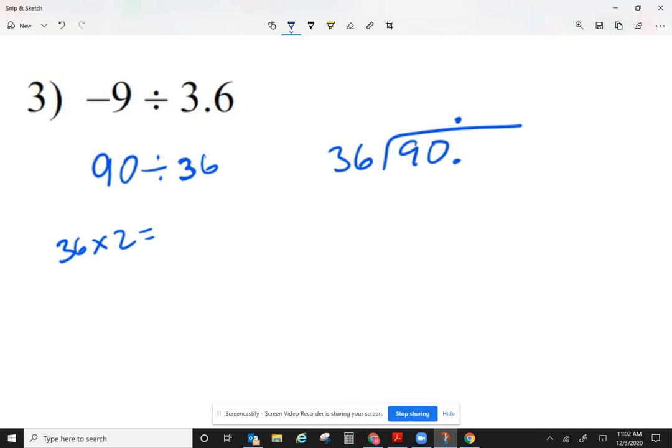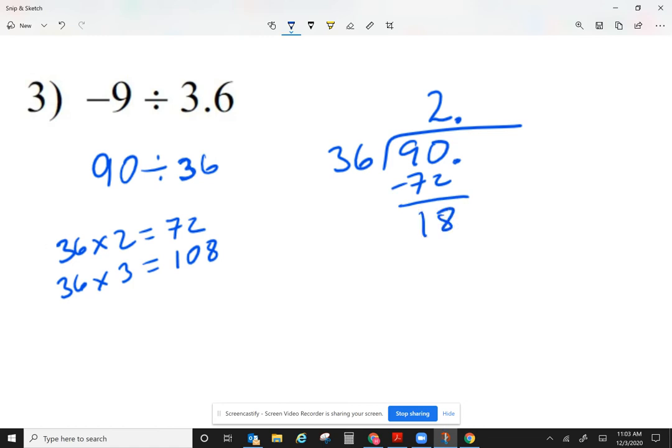36 times 1 is 36. I'm not going to start with that. 36 times 2, that's 72. Now 36 times 3, that's 108. So when I'm asking how many times 36 goes into 90, I'm trying to get a number as close to 90 as possible without going over. So in this case, I'm going to say 36 times 2, which I said is 72. Let me subtract this. 90 minus 72 gives me 18.